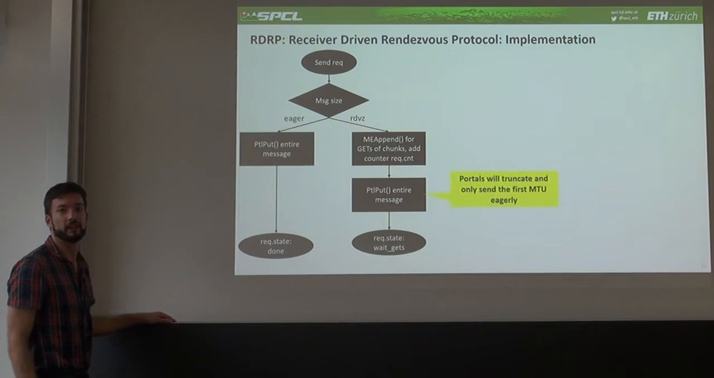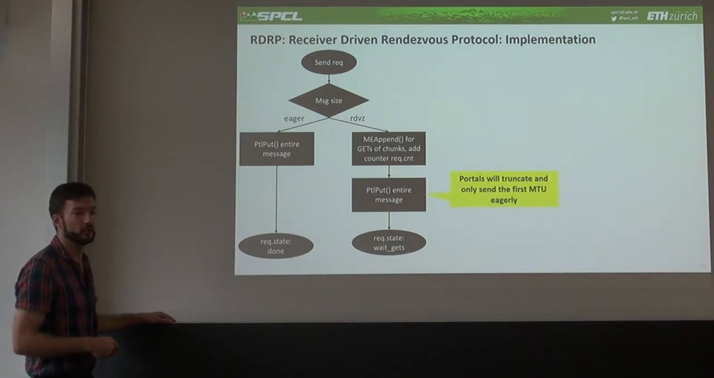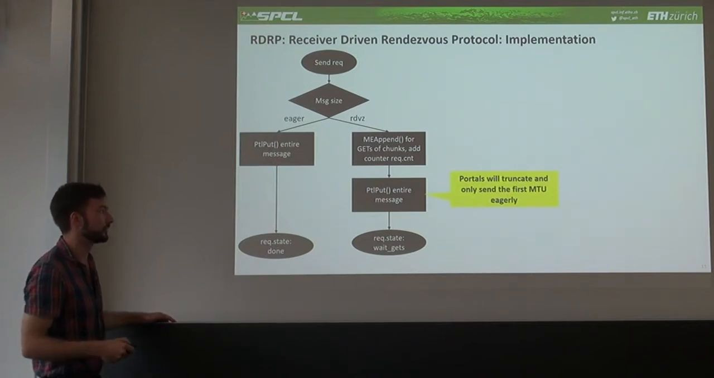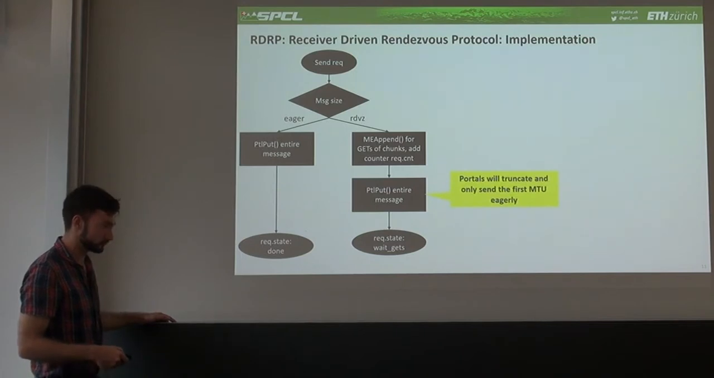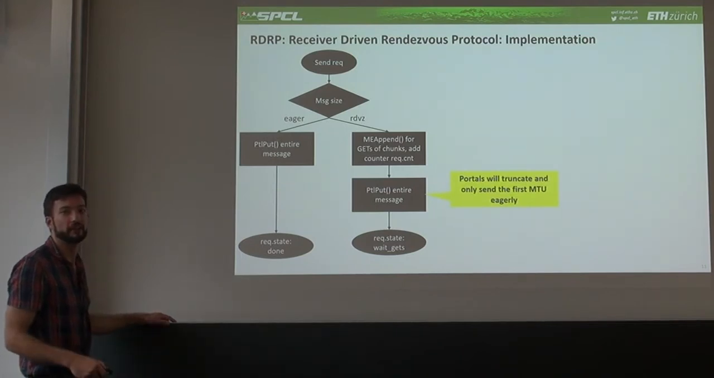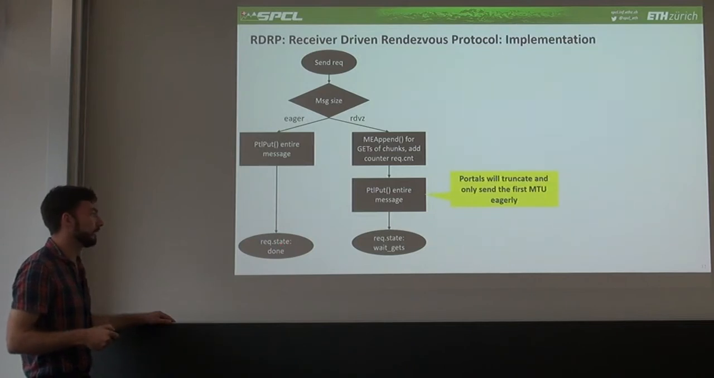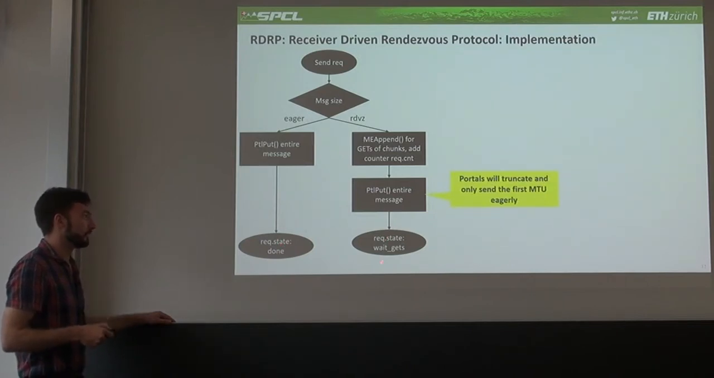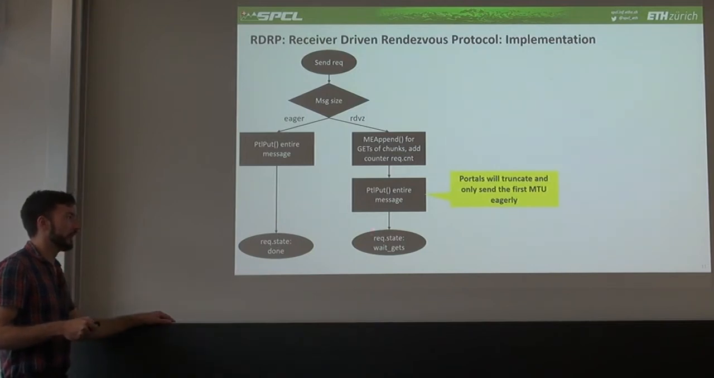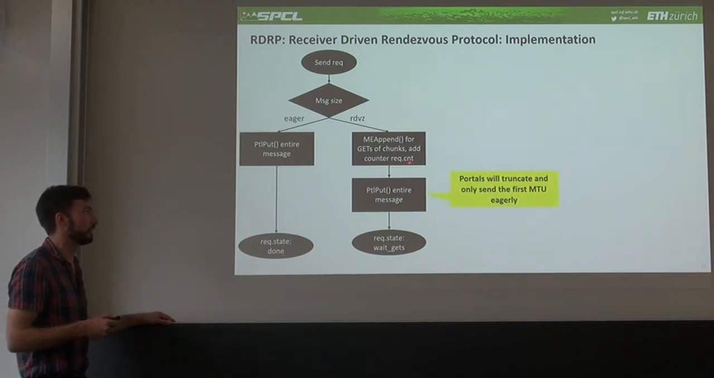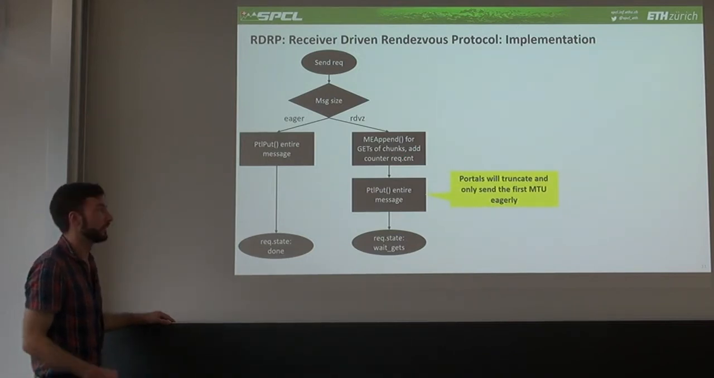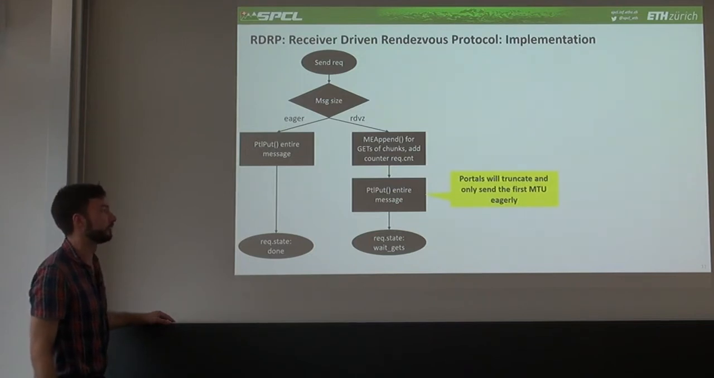Portals hardware implementation, obviously for a big message, will do a rendezvous protocol on a lower level, so it will only send the first MTU, which contains the header data which we need, and actually not send the entire message if it doesn't know that there is a matching ME on the other side. In this case, the message is already done, but in this state we make the request go into a wait get state, because this is what we are actually doing now. We are waiting for these gets to complete at the sender side so that we can tell the application it can reuse the send buffer when it's completed.